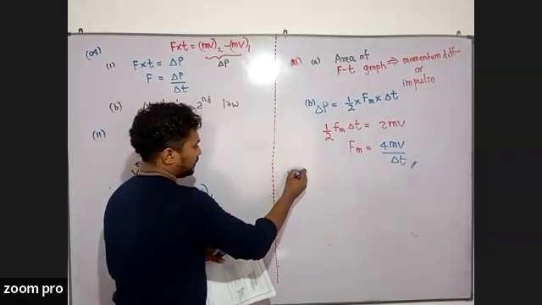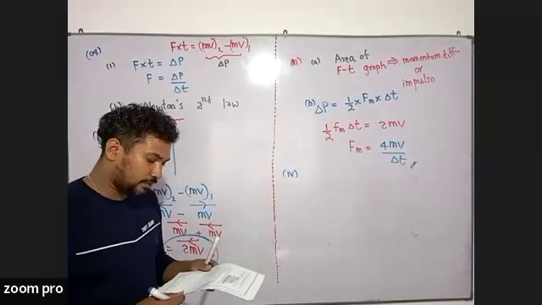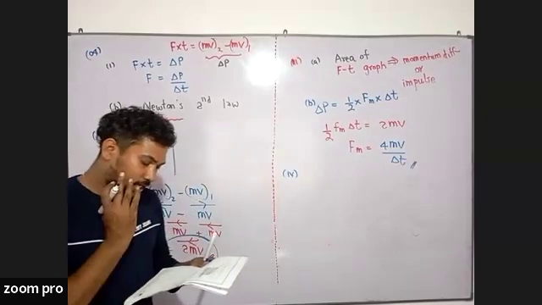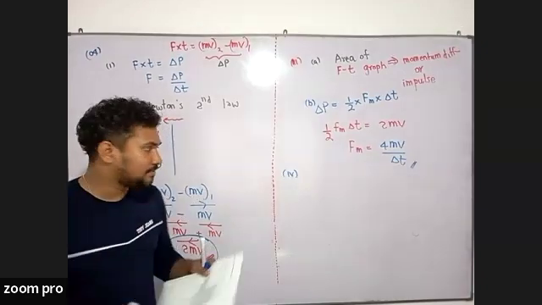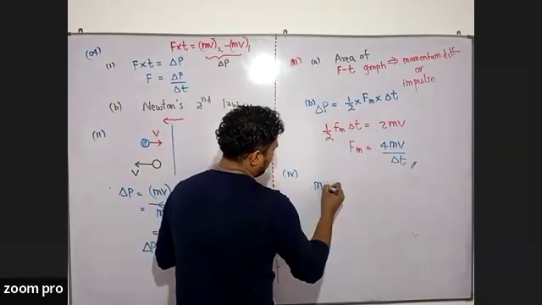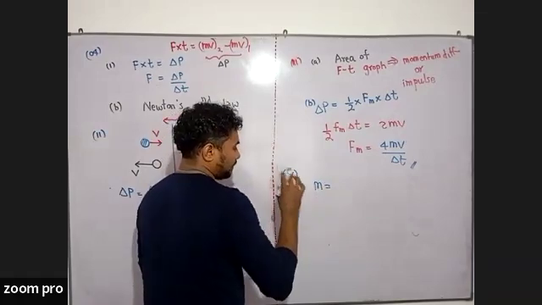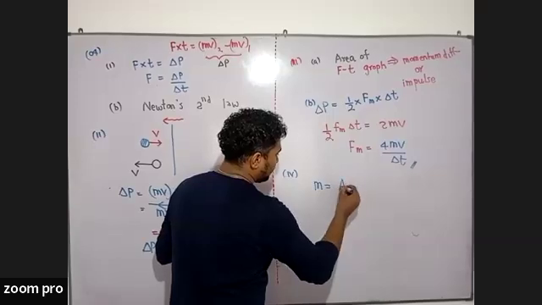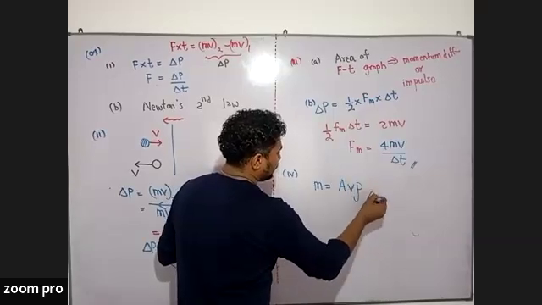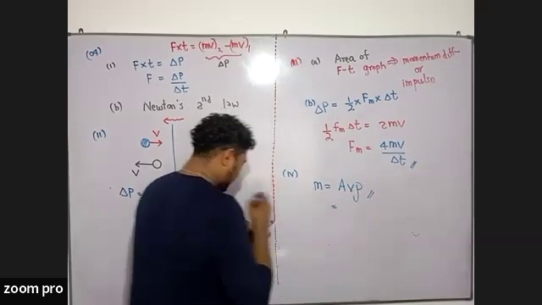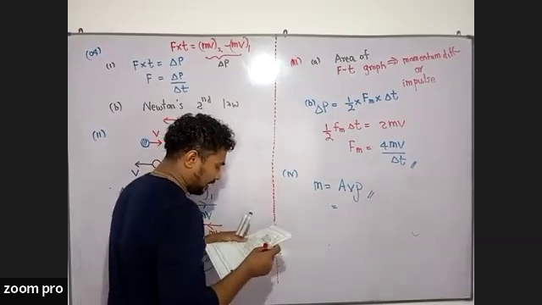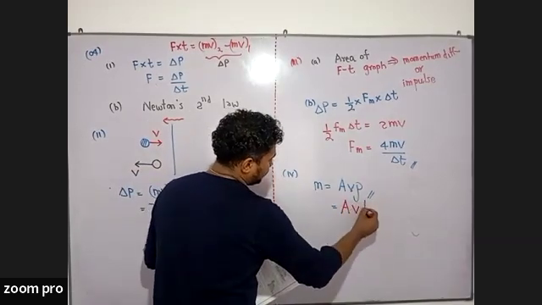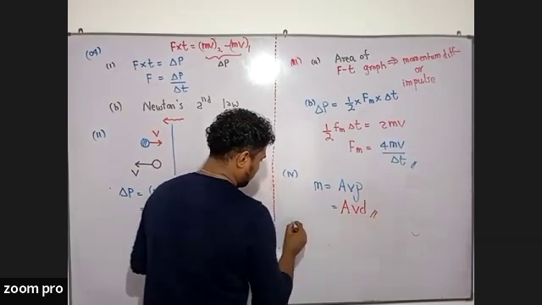In the fourth question, write an expression for the mass of air colliding with the surface of the bus in unit time. Assume that the density of air is rho. So you know that the mass which collides with the surface in unit time can be obtained using this equation. This equation should be kept in mind. A means area, v means velocity, rho means density. So it should be substituted as A v rho. So this is the answer.